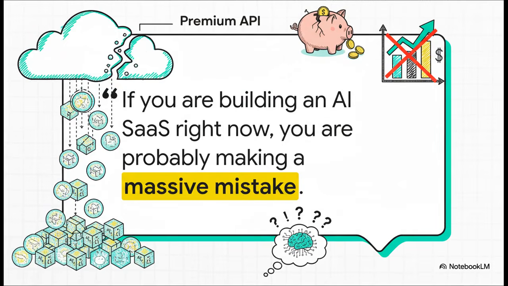So I'm going to start with a pretty bold statement here, and it might sting a little, but if you're building an AI SaaS product right now, and your whole strategy relies on just calling a premium API for every single little task, you are probably making a massive mistake.